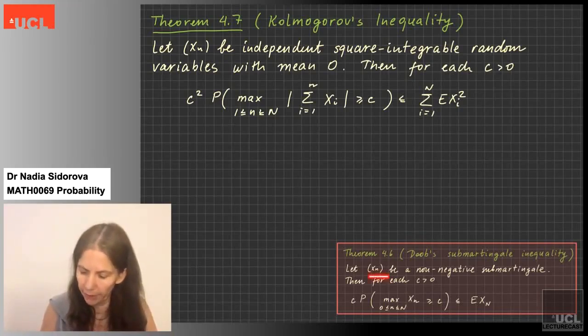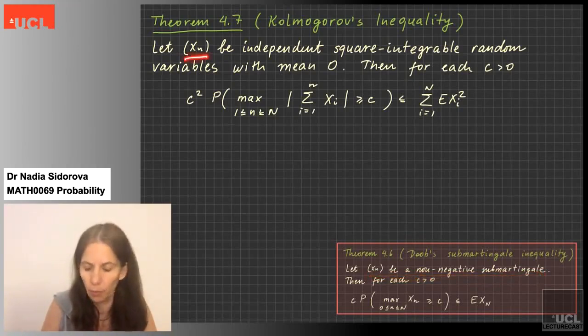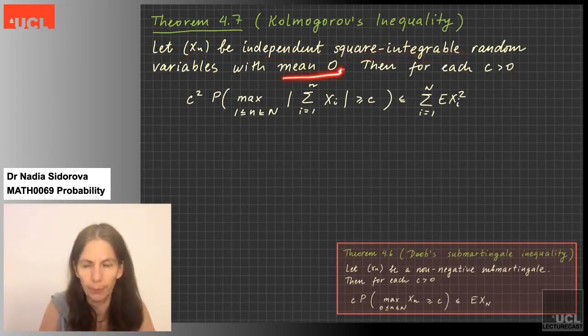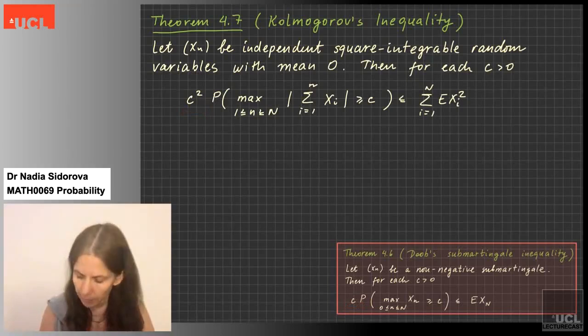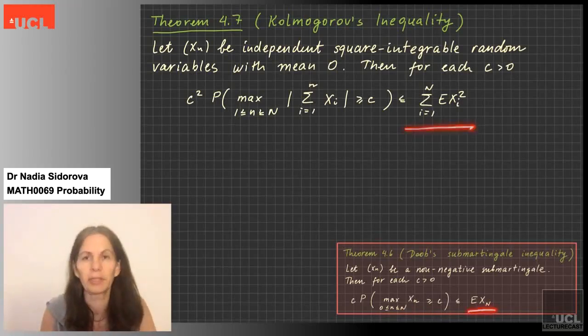We don't have a non-negative submartingale anymore. Rather, we have a sequence of random variables. We assume they are independent. We assume they are square integrable. And finally, we assume that their expectations are all 0. And then the inequality says that for each c, this looks very much like Doob's inequality, c squared times the probability that the maximum of something is greater or equal than c, is bounded above by some expectations.